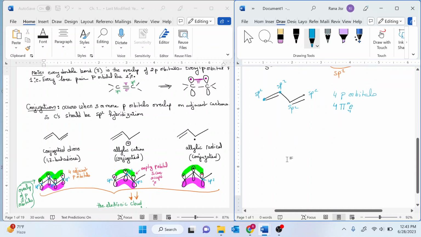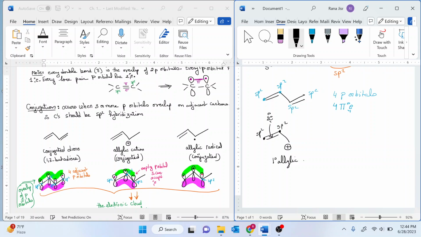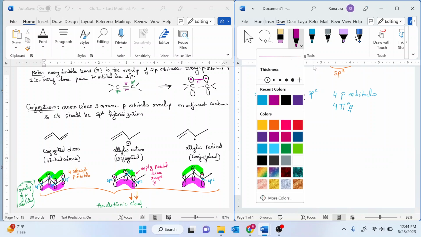Let's say, for example, now, if I have a carbocation, an allylic carbocation. So this is a primary allylic carbocation. Now I want to determine how many electrons I have. So I know both of these carbons are sp2 hybridization. So the double bond here is going to be 2 electrons. Now, what about this carbocation in there? Let's go ahead and determine the hybridization of the carbocation.